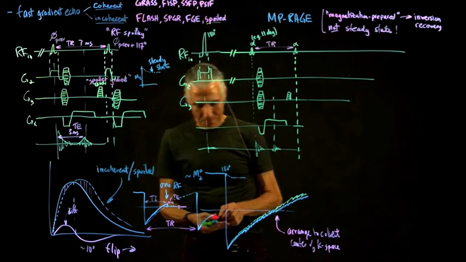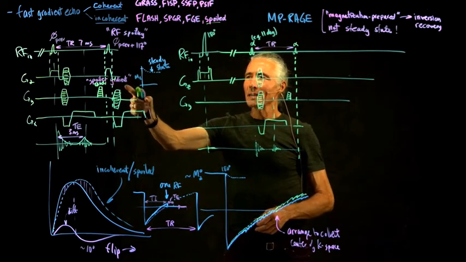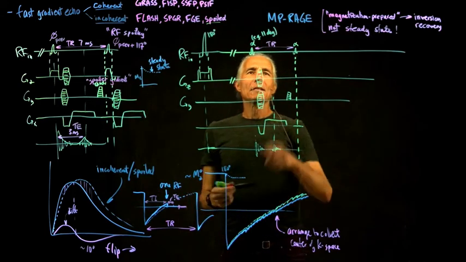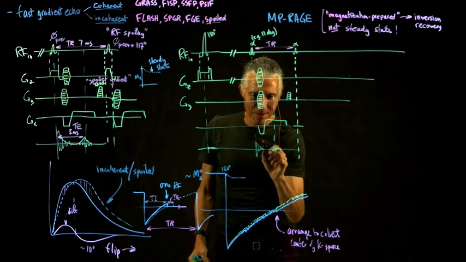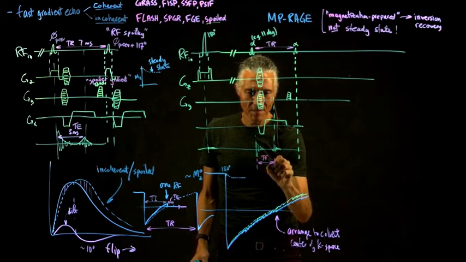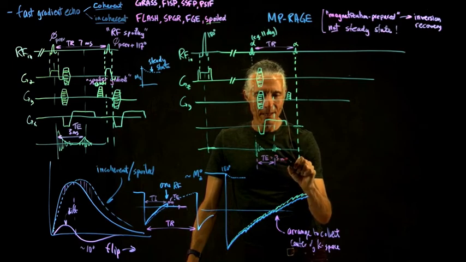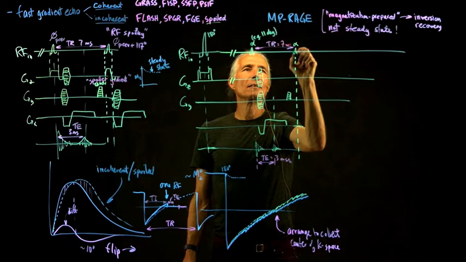So, not making it like the fast gradient echo. I would call that the repetition time, and then I would call this guy over here the echo time. So the echo time would be like 3 milliseconds. This guy would be TR equals 7 milliseconds.